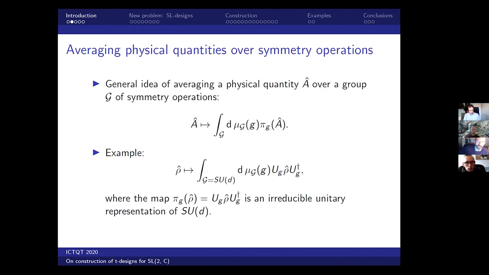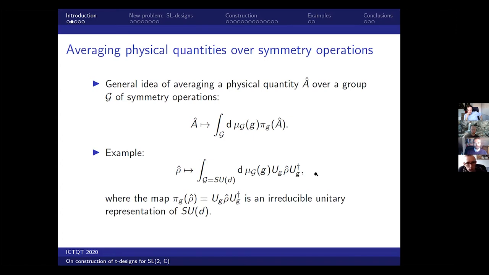So let me start from the abstract perspective on averaging physical quantities over symmetry operations. In the most general perspective, we can think of such a process of averaging as an integration of some representation of our symmetry group, which is acting on an operator representing a physical quantity. And this integration is done with respect to some measure. It can be Haar measure, it can be some modified measure, it depends on applications.